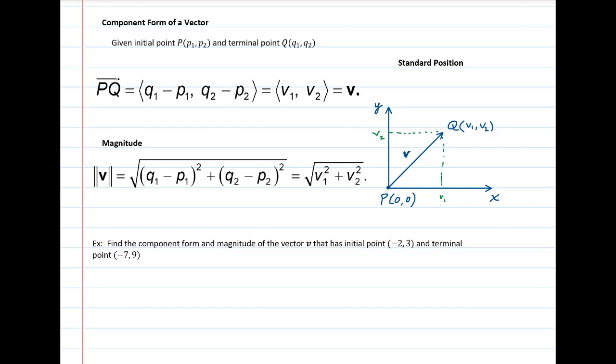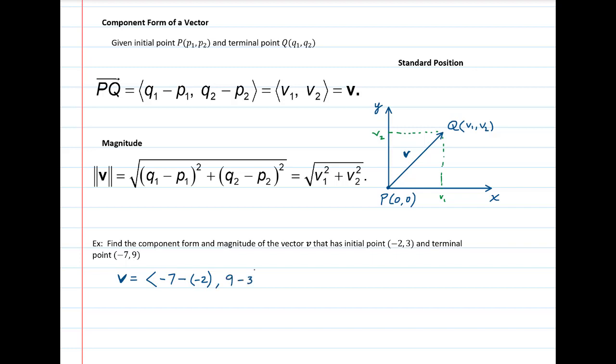We use what I like to call triangular brackets to represent a vector now. We have this component form, with two components, v1 and v2. Keep in mind, this is not an ordered pair, it's not a parenthesis. So let's look at an example here. Find the component form and magnitude of the vector v that has initial point -2, 3 and terminal point -7, 9.